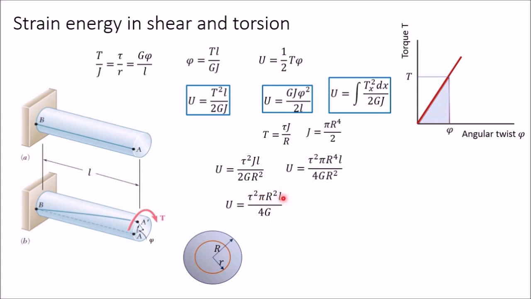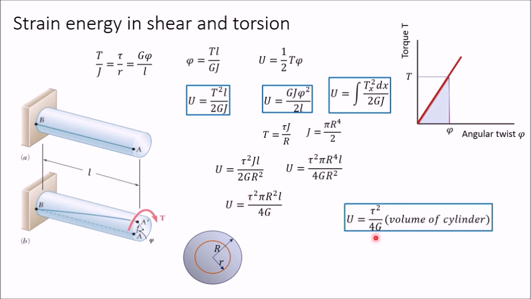Now this pi r square is the cross sectional area of this circle and L is the length. So pi r square L is the volume of this shaft. So you can write this strain energy as tau square divided by 4G into the volume of the cylinder. Now you can see when we use this tau maximum, we are getting 4 in this relation, but in the previous relation, in case of shear stress and shear strain, we were getting only tau square by 2G. Here we are taking tau max, because tau is varying from 0 to the maximum value. That's why you are getting 4 here.